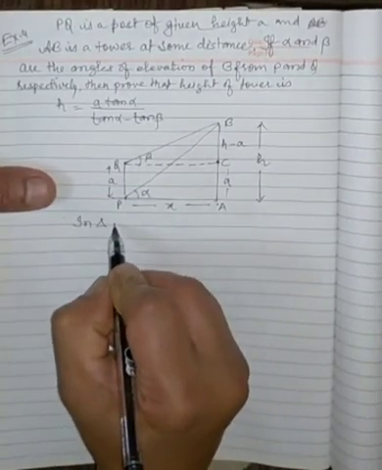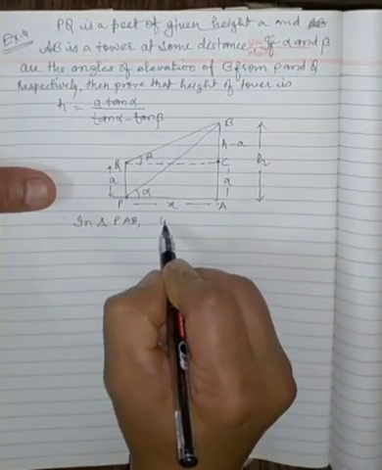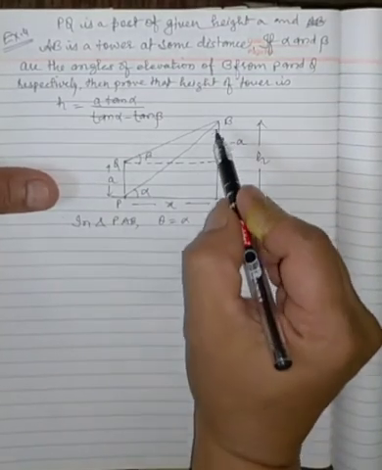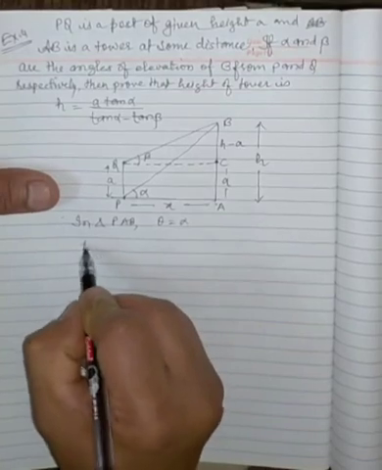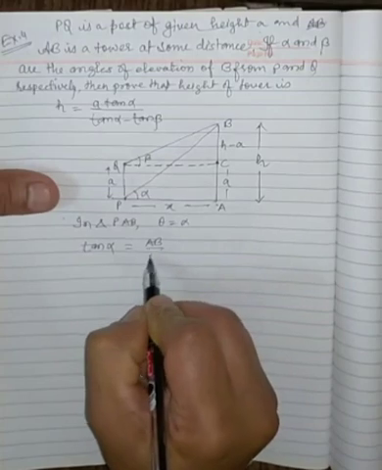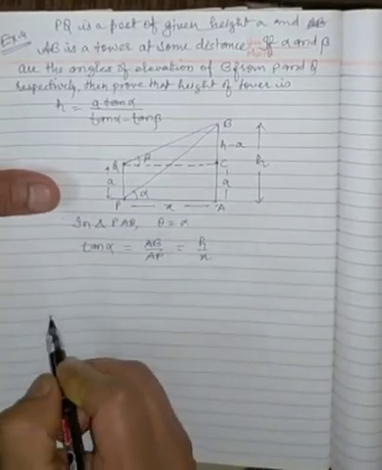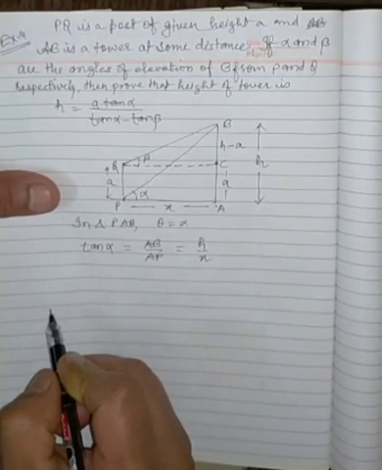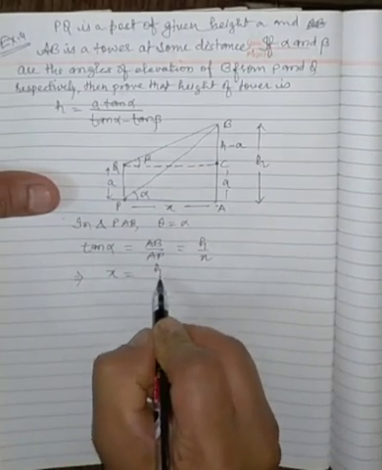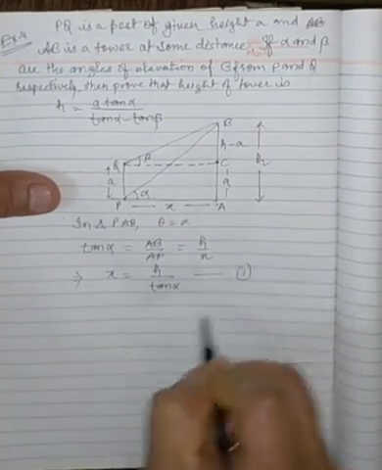In triangle PAB, where angle theta is alpha, and the relation is between perpendicular and the base, so tan alpha is equal to AB upon AP, which is equal to h upon x. That implies x is equal to h upon tan alpha. Let this be equation number 1.